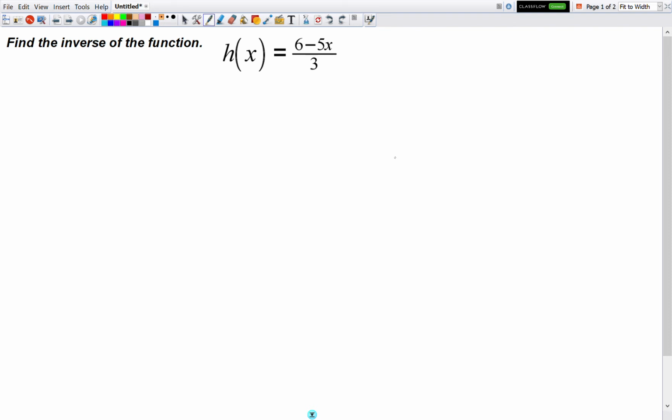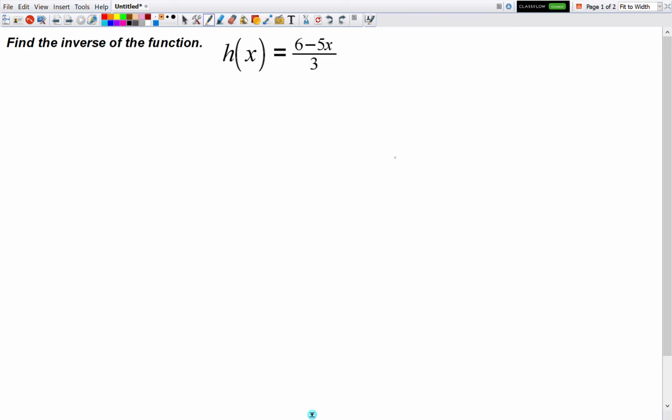Hello and welcome to finding the inverse of functions. This process is pretty simple. It's just 4 steps. So if you can remember the 4 steps, then you just do it for every single problem that says find the inverse, and you should do it right.